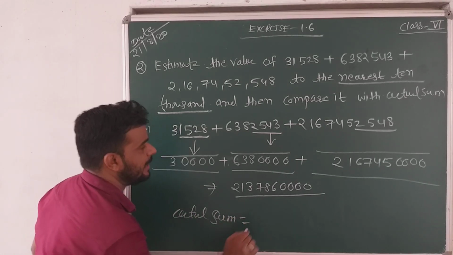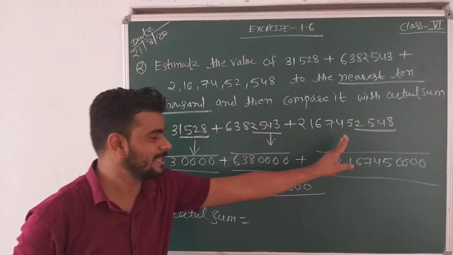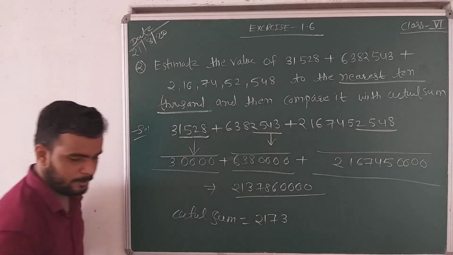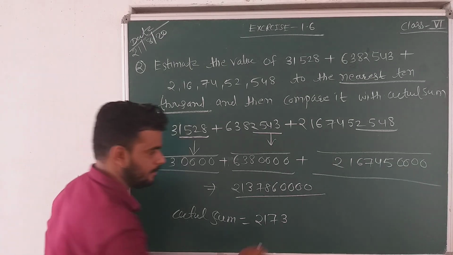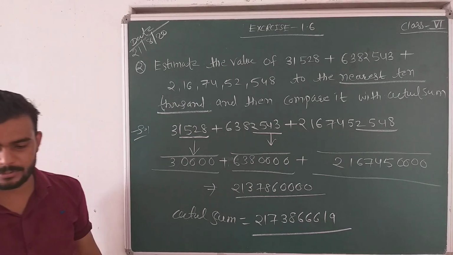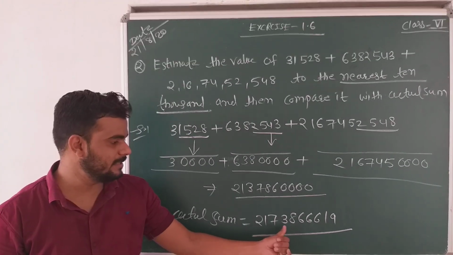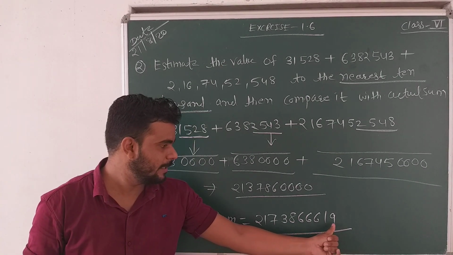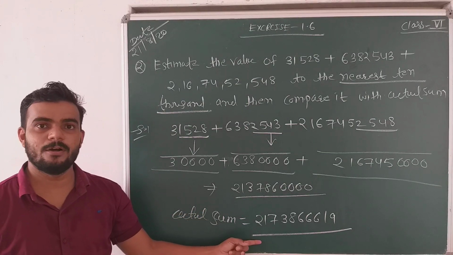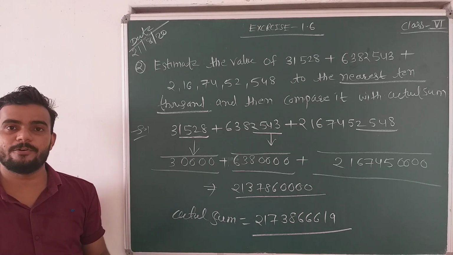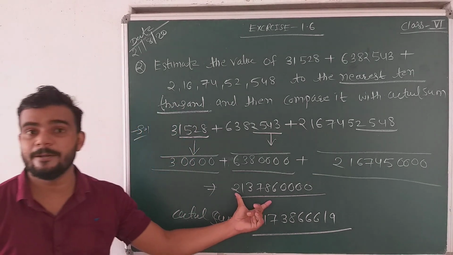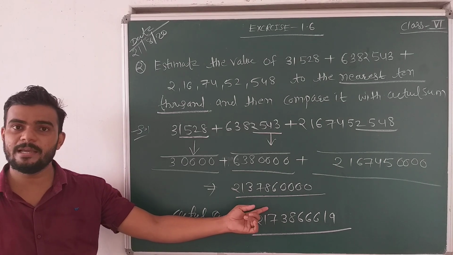And what is the actual sum? Actually, you add all of this, then you get the actual sum: 86,619. Okay, you got the actual sum, 86,619. So this is your round up value sum and this is your actual sum. Okay, so take the screenshot and write in your notebook. This answer is given wrong in your answer sheet, so please correct it. Okay.